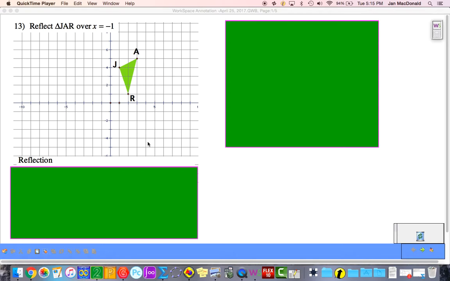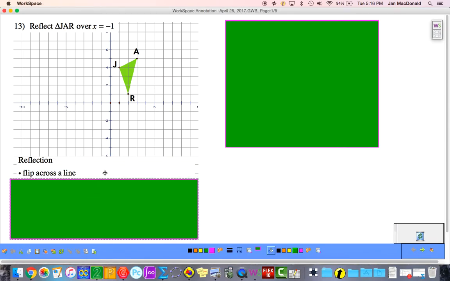Today we're doing question number 13 on the handout, which asks us to reflect triangle JAR over a series of different lines. In question 13, we're asked to reflect triangle JAR over the line x equals -1. Well, before we do that, let's just make sure we understand what we mean by reflection. The idea of reflection is we're going to flip an object across a line. So of course we need to draw the line.